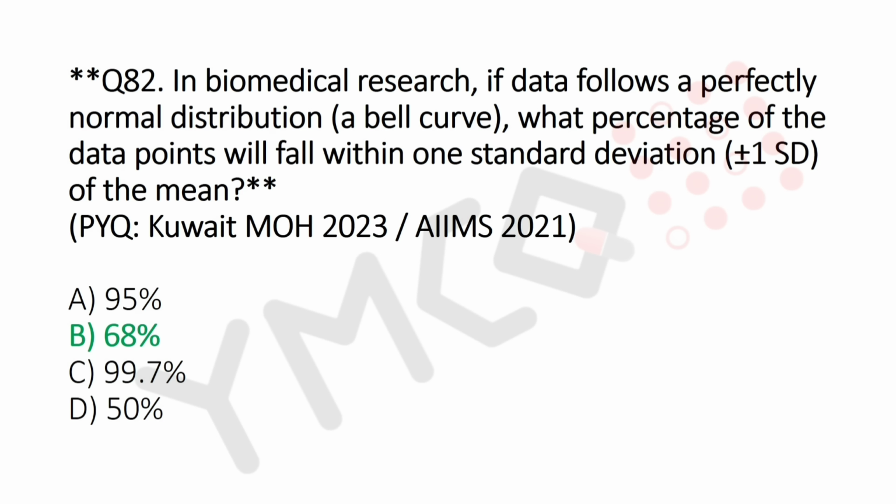In a standard bell curve, 68% of people will fall right in the middle, within one standard deviation above or below the average. Okay. Now let's move to question number 83.